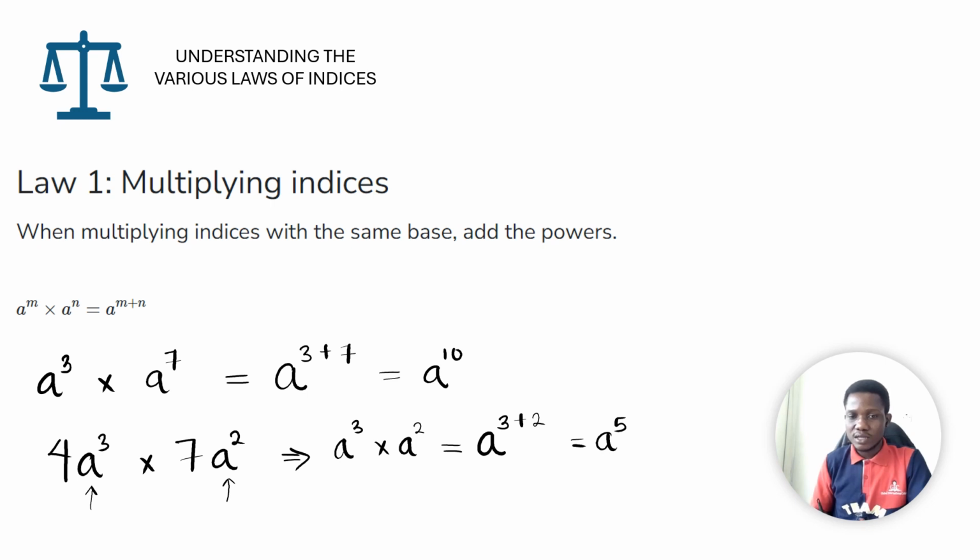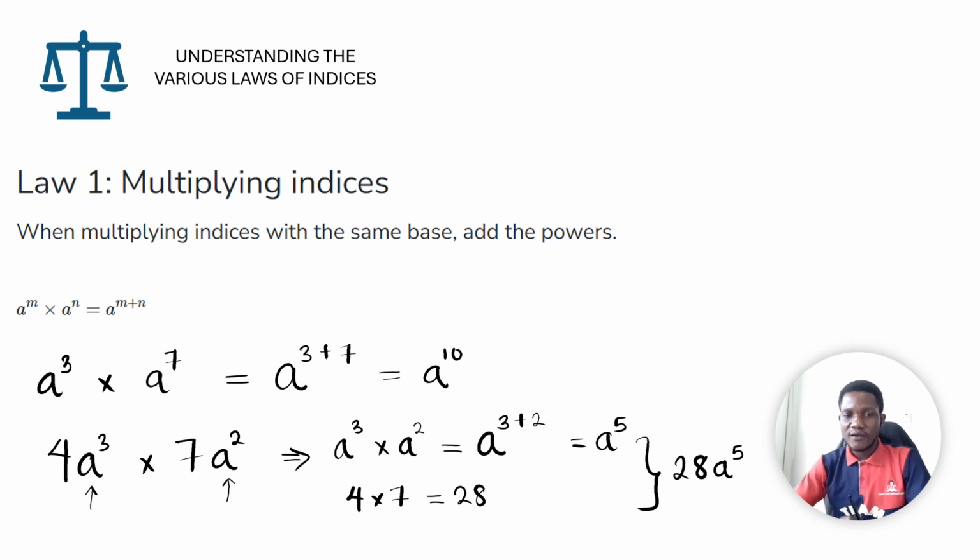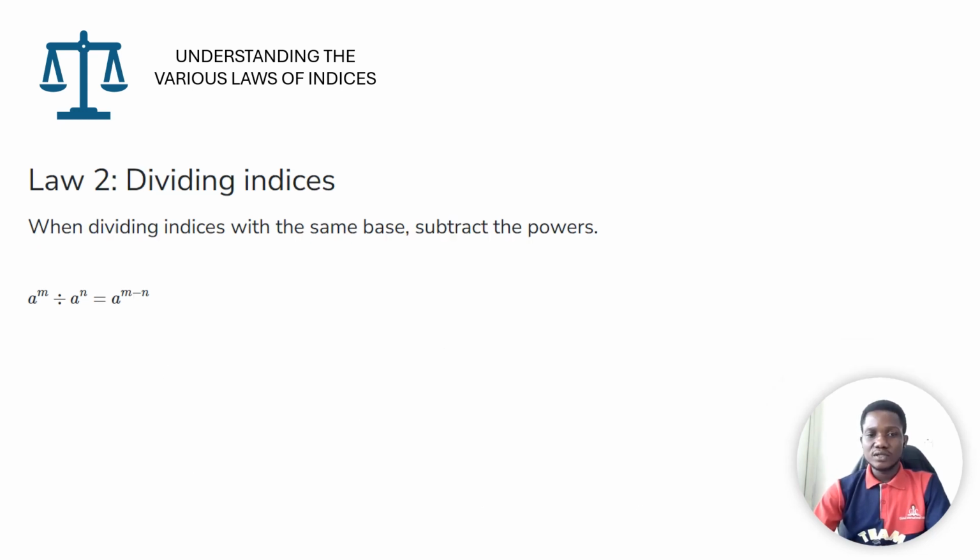Now the second step is to take the coefficients of each of these terms and multiply them by each other. So we have 4 multiplied by 7, which gives you 28. And so finally, we just need to bring these two together, and we have our 28a to the power of 5. Alright, so that is how to solve and understand the multiplying law of indices.